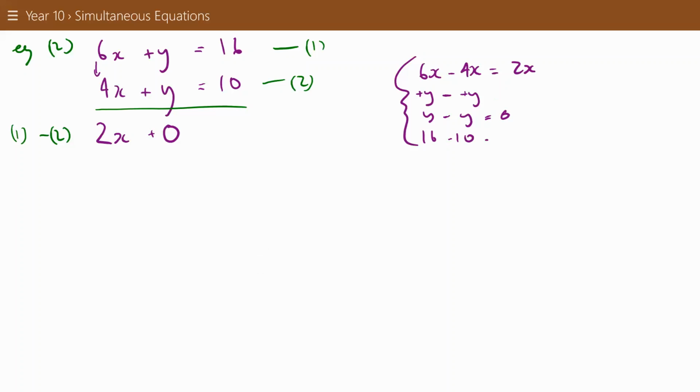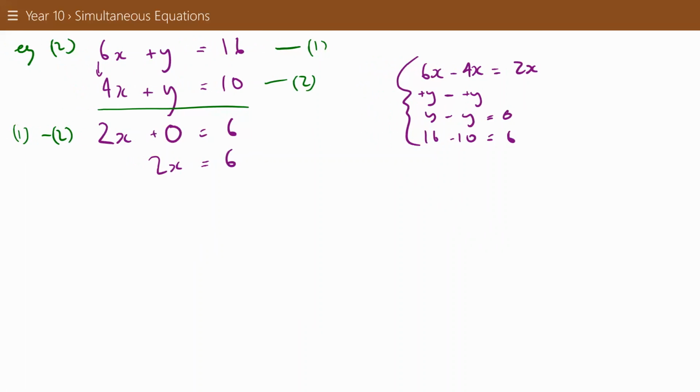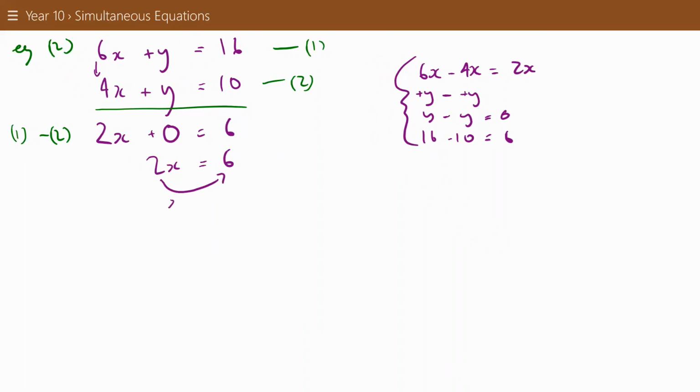16 minus 10 equals 6, so this equals 6. So 2x equals 6. Divide by 2, x equals 6 divided by 2, x equals 3. So again, we've eliminated y by subtracting the two equations. That's very important there. Put a box around that.